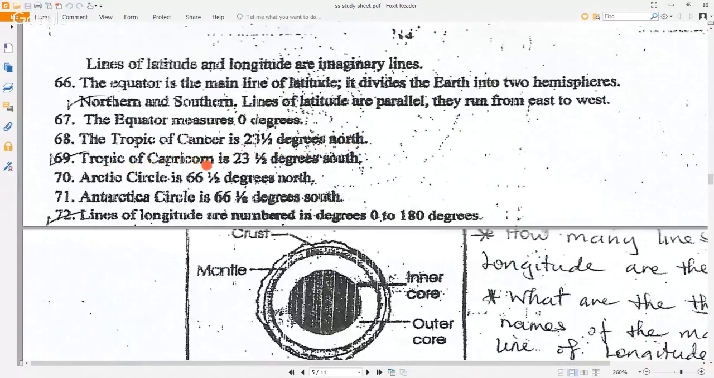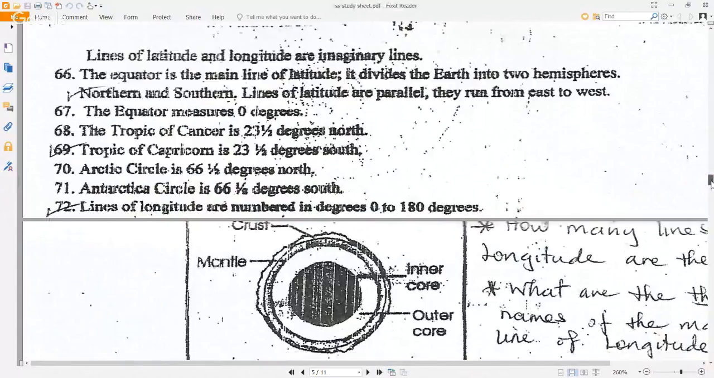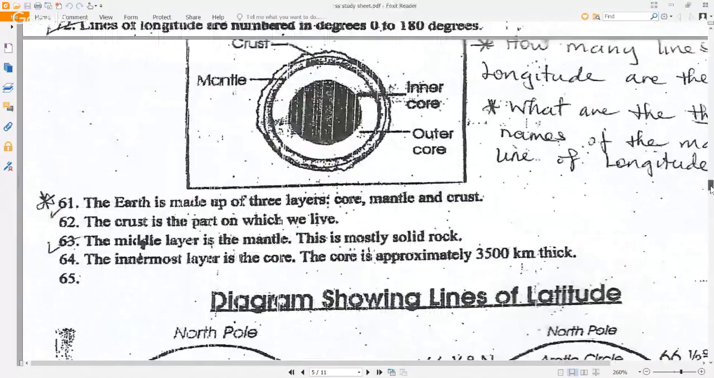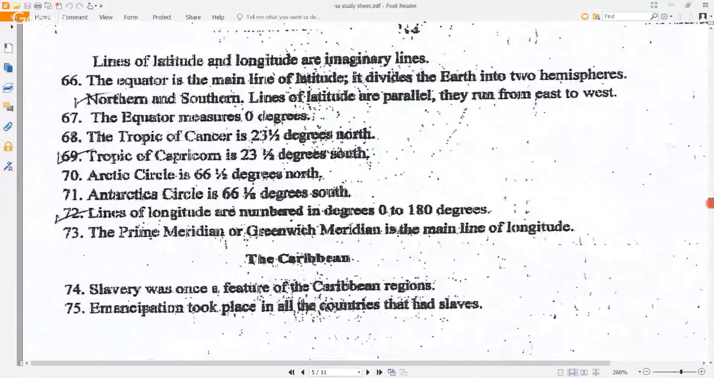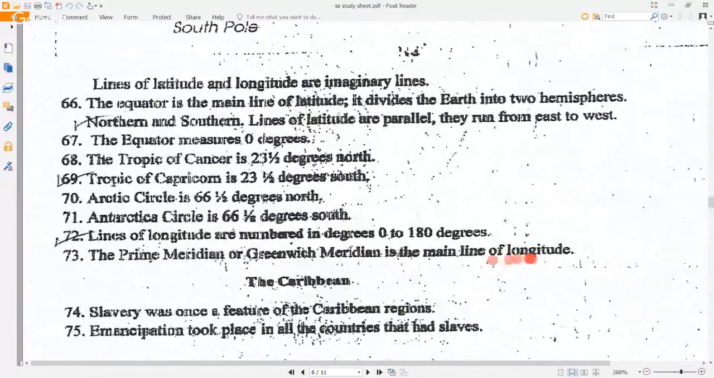The Tropic of Capricorn is 23.5 degrees south. The Arctic Circle is 66.5 degrees north, and the Antarctic Circle is 66.5 degrees south. Lines of latitude are numbered in degrees from 0 to 180 degrees. All right, so we had this one already. The prime meridian or Greenwich meridian is the main line of longitude. Let's move on now to the Caribbean.